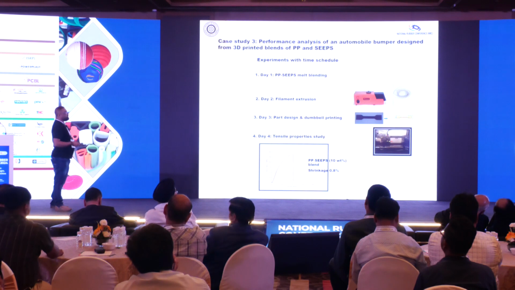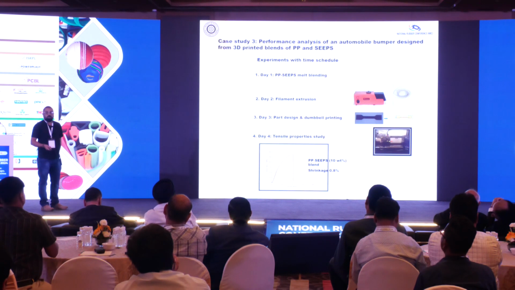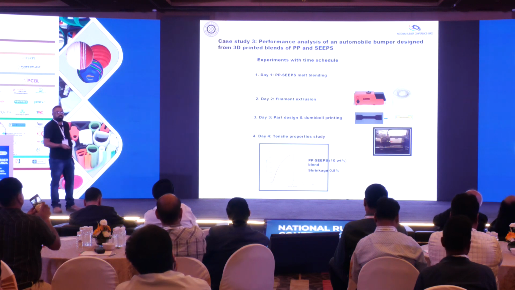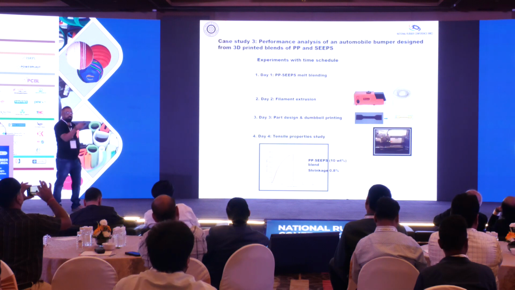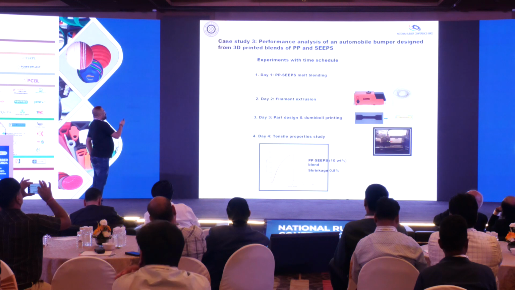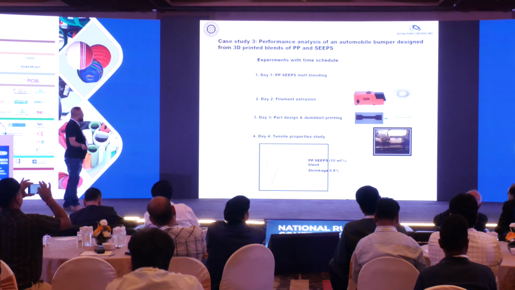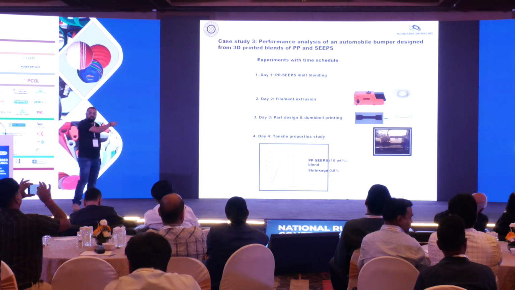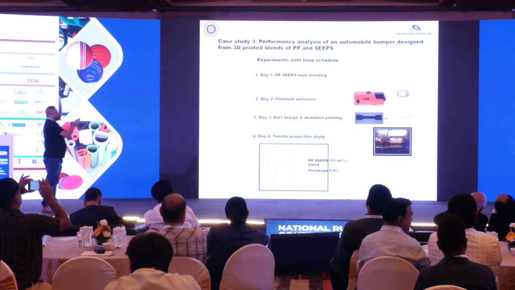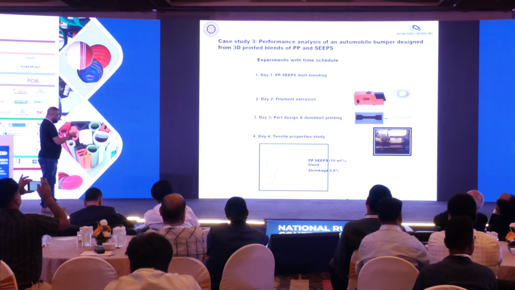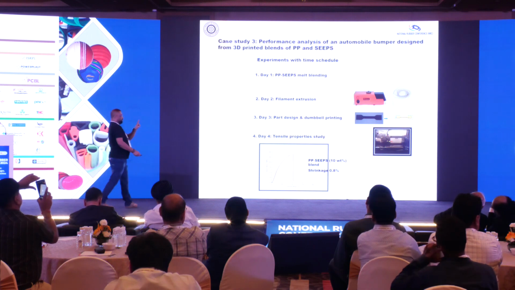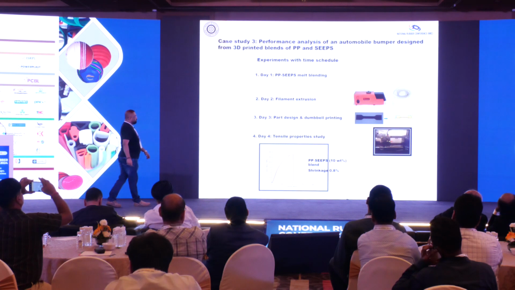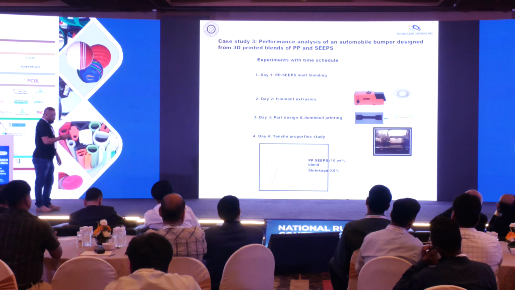So this thermoplastic elastomer we blended with polypropylene and tried to develop a compound and see if an automobile bumper is made from that, whether it would be more useful or beneficial than simple polypropylene or not. So you see that on day 1 we did the melt blending, day 2 we made the filament of it, day 3 we just printed these dumbbells. And with these dumbbells, we measured the tensile properties on day 4, and we found that this 10 weight percent of SEEPS in polypropylene gave the good results, although we varied more compositions.